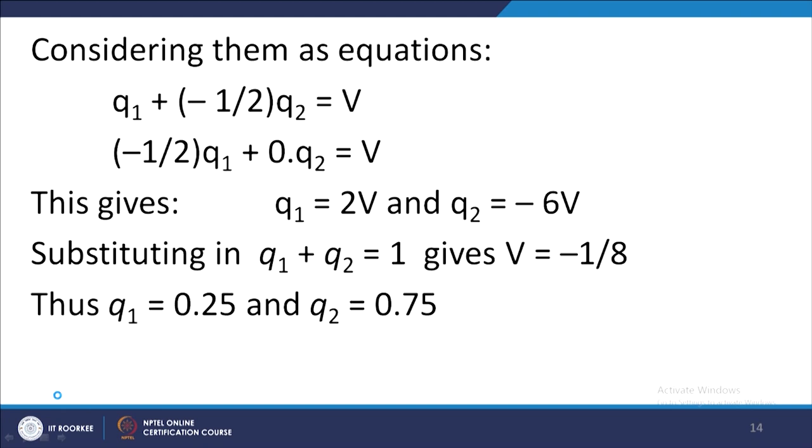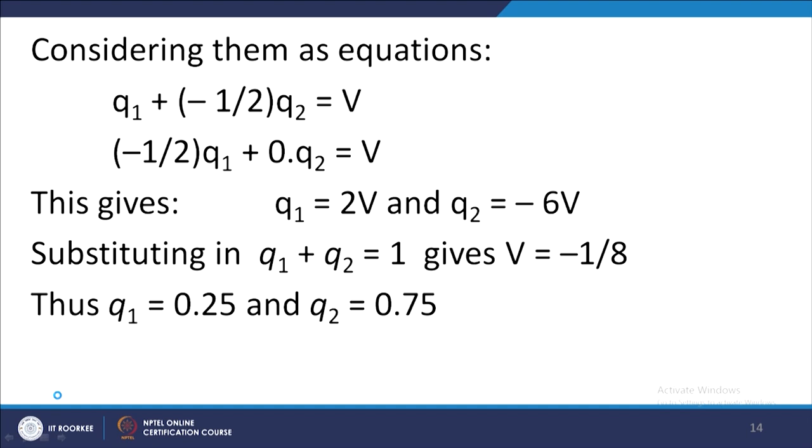Now, again in the same manner, we will consider these inequalities as equations, and we will get Q1 plus minus 1 by 2 Q2 is equal to V, and similarly minus 1 by 2 Q1 plus 0 times Q2 is equal to V. This will give us Q1 is equal to 2V and Q2 is equal to minus 6V. The value of Q1 can be obtained from the second equation, and once we get this Q1, we can substitute it in the first equation and we will get the value of Q2.